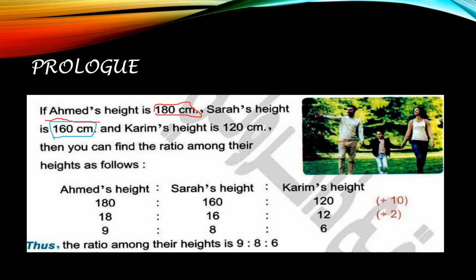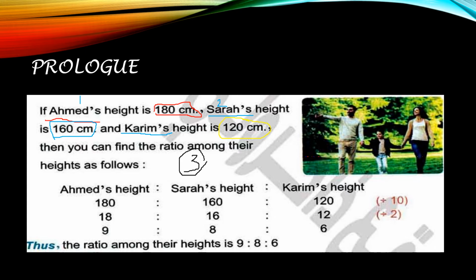Now we have two persons that we are going to compare, the first person is Ahmed and the second person is Surah, and we have another third person here who is Kareem. Kareem's height is 120 centimeters. Then you can find the ratio among their 3 heights. As you can notice, it says the ratio among their heights as follows. So here we have 3 ratios that we're going to deal with.